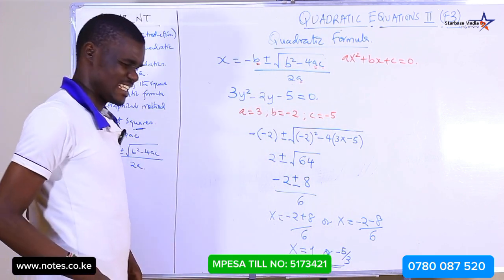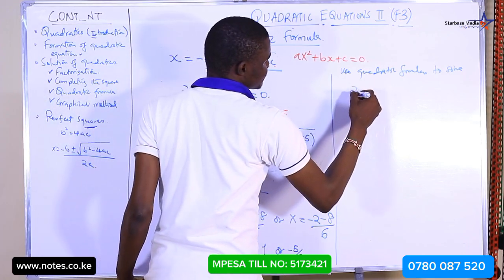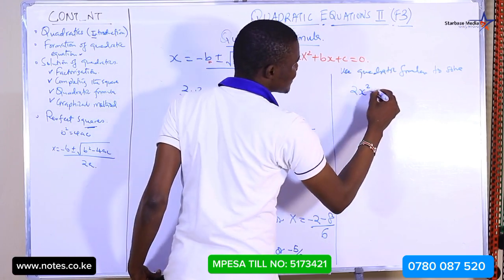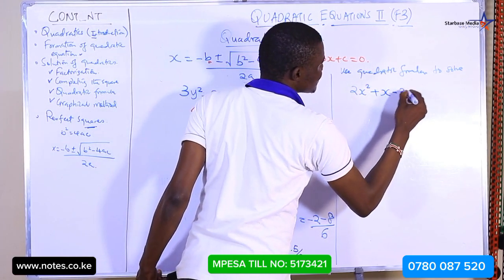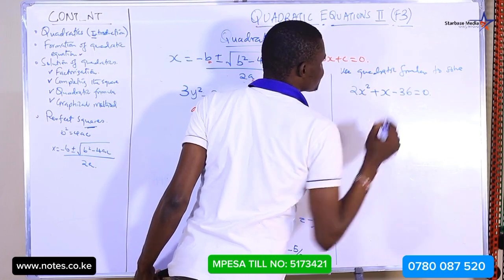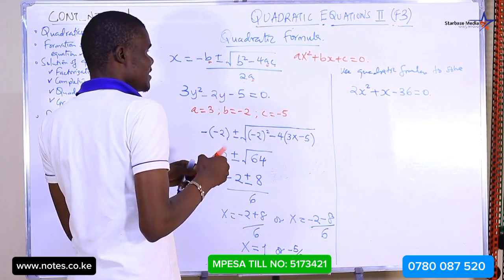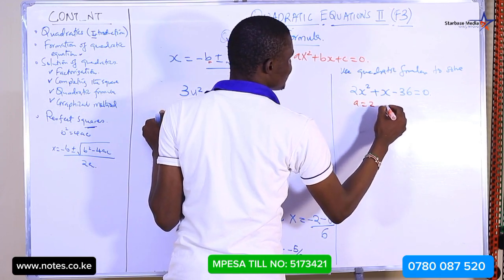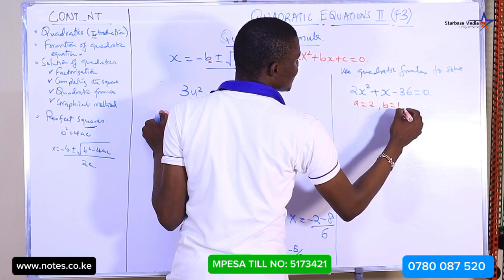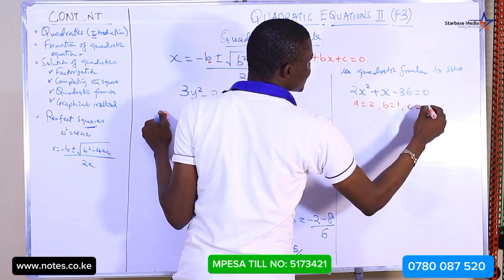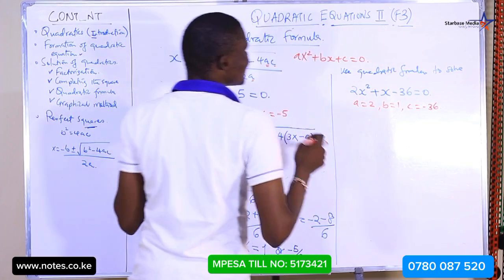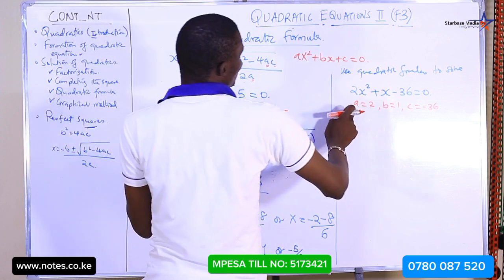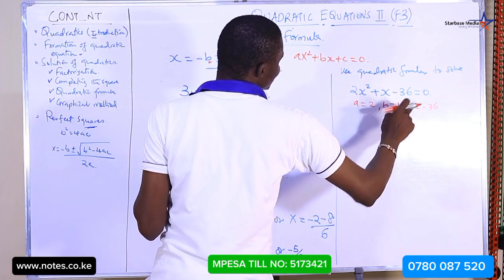So easy. 2x squared plus x minus 36 is equals to 0. Simple. Identify a. A is 2. Identify b. B is 1. Identify c. C is negative 36. Even if it is presented in a combination, you rearrange it so that you get the right values for a, b and c.